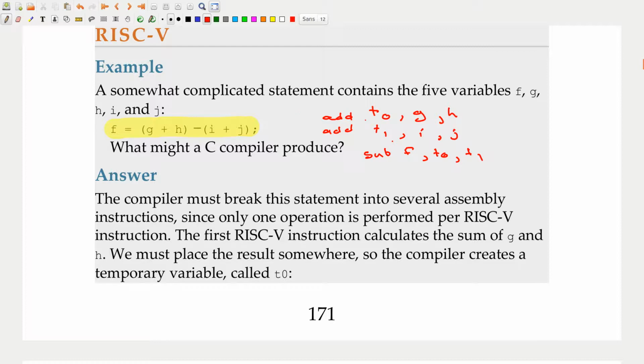All we really need, and what the compiler needs to do, is be smart enough to know how to break something like this up into these fundamental instructions. That's the job of the compiler. And the job of the compiler is to try to do this as efficiently as possible, meaning in the fewest number of instructions.